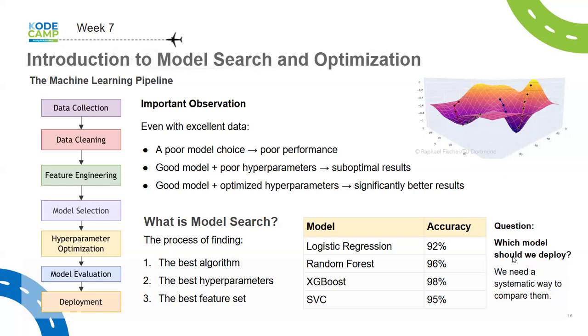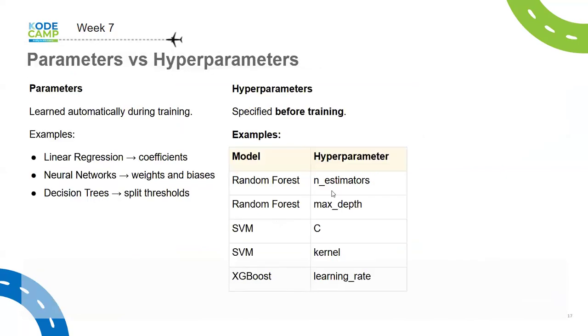And this "which model" covers all these three items. So there needs to be a systematic way of comparing them, and we're going to look into that. That's really what model search and optimization is about. First of all, we need to understand the difference between parameters and hyperparameters. We have been using this terminology a lot, and I just want to be sure that everyone really understands what these things mean.